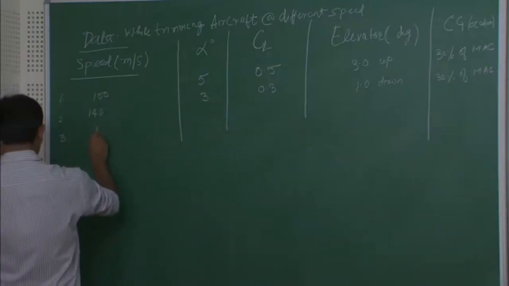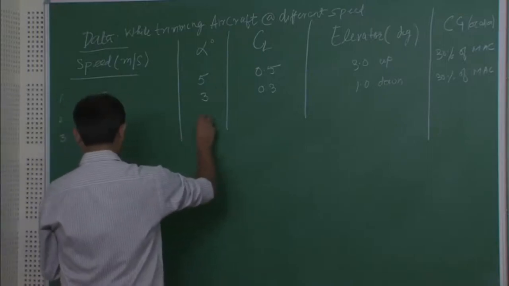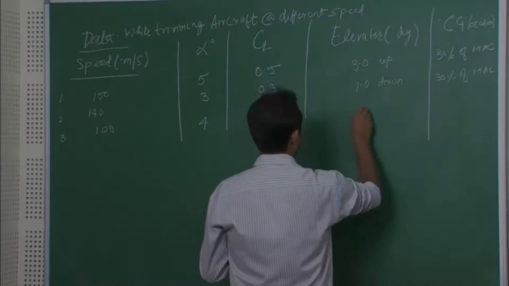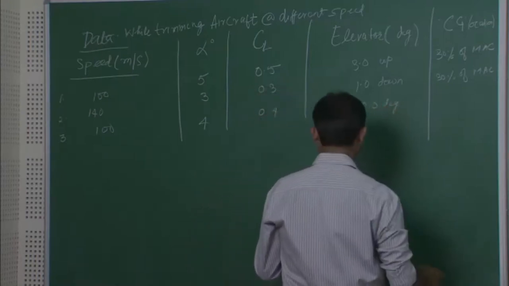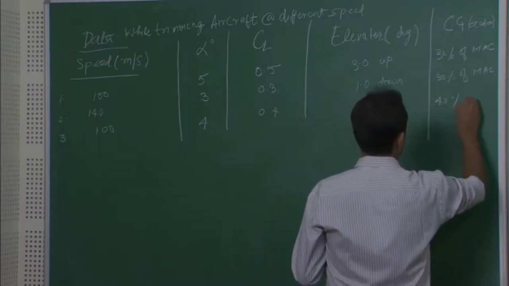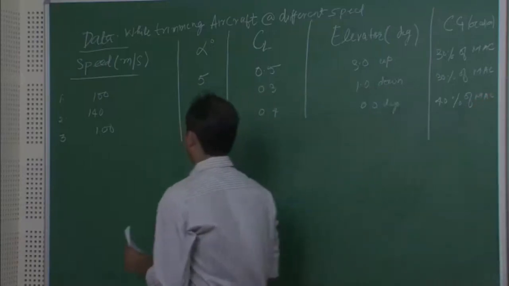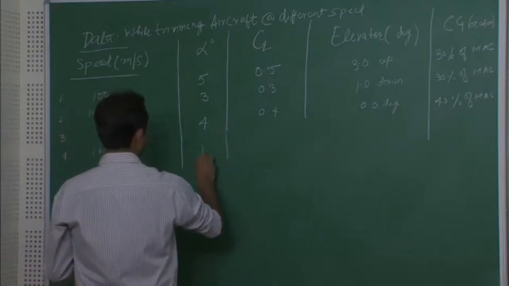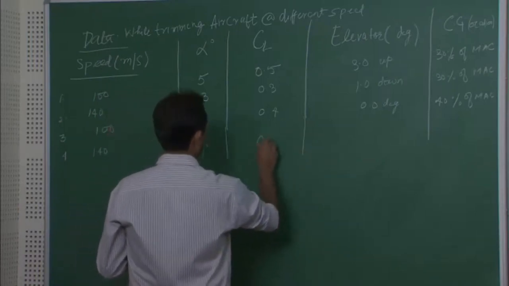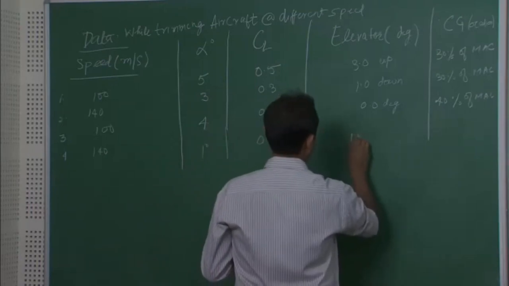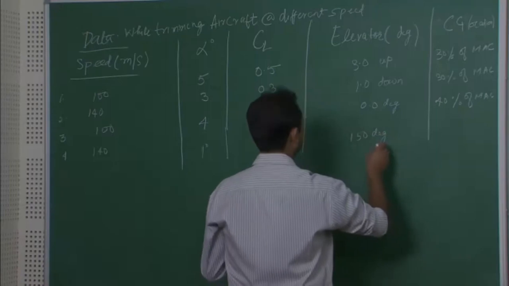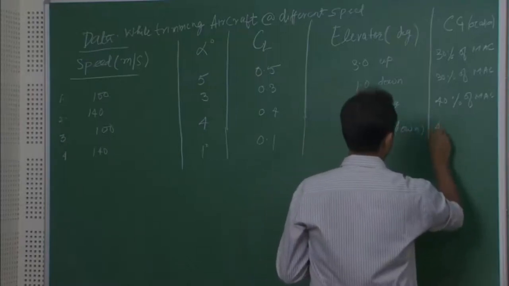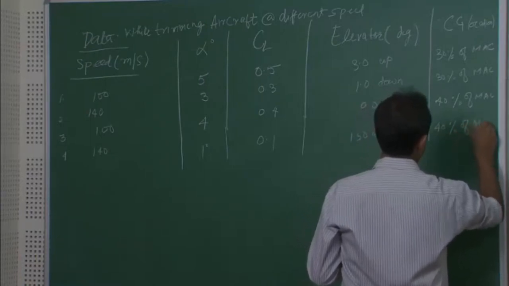Third data was conducted at 100 meters per second at angle of attack 4 degrees, CL was 0.4, elevator deflection was 0, there was no elevator deflection, and CG location was 40% of mean aerodynamic chord. Fourth data was at 140 meters per second at angle of attack 1 degree, CL was 0.1, elevator deflection was 1.5 degrees in down direction, and CG was 40% of mean aerodynamic chord.